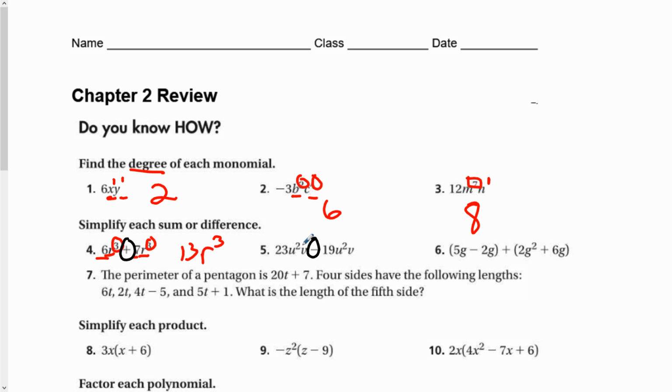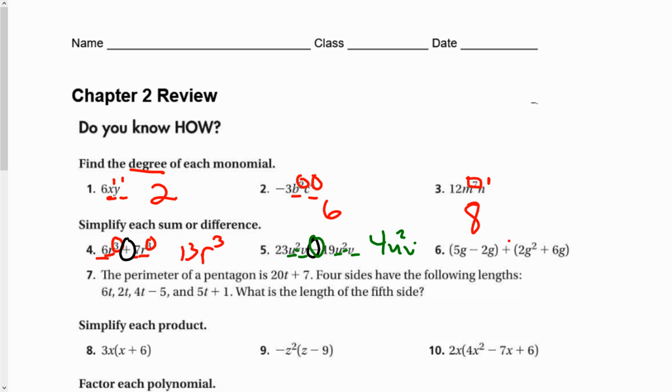Here on the second one, we're subtracting. So we have to make sure the variable u is squared. U is also squared on this one, and v. So we're good. Now we can subtract 23 minus 19. $23, you spend 19, that means you have how many left? 4. And then u squared v. I do not change the variables or their exponents when I add or subtract. The only time I subtract exponents is when I'm dividing. Here I am subtracting.